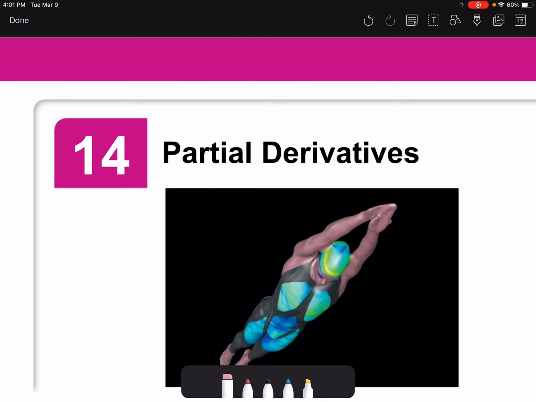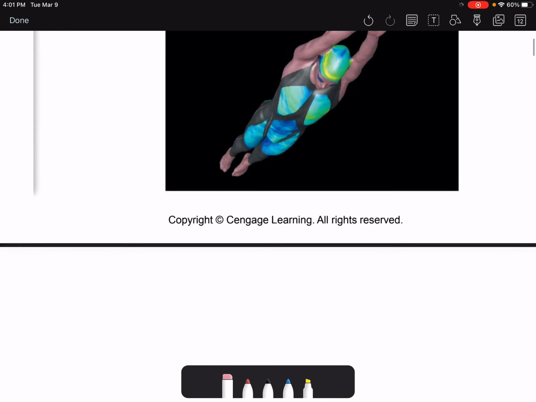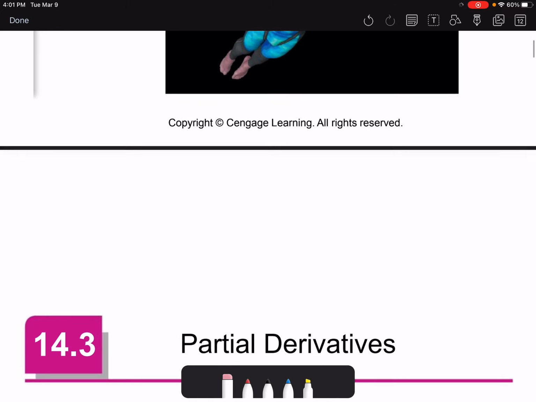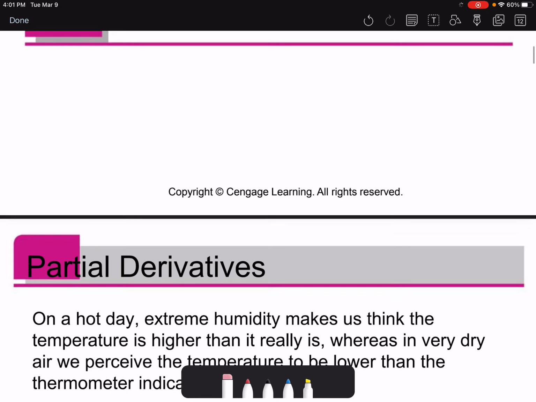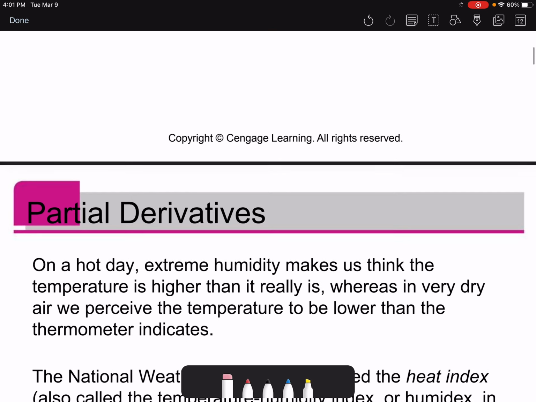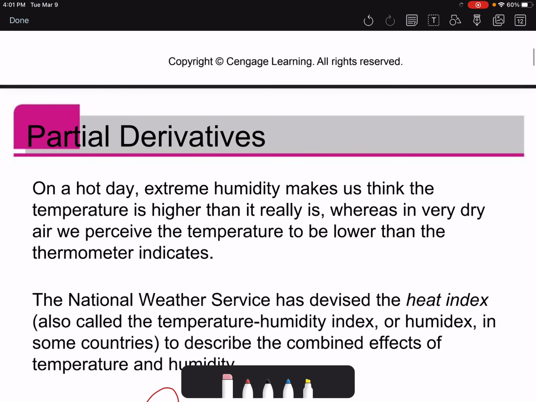Okay, class, we are still in chapter 14, partial derivatives. We're actually going to talk about the partial derivatives today in section 14.3. So we're going to use the example of heat index.